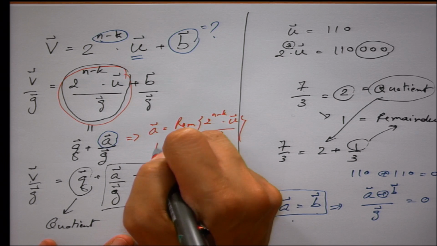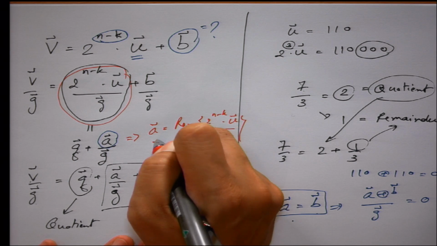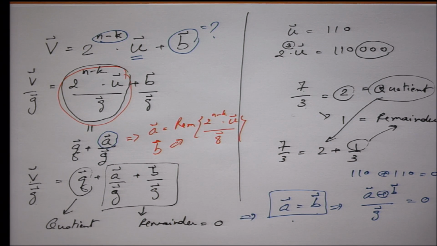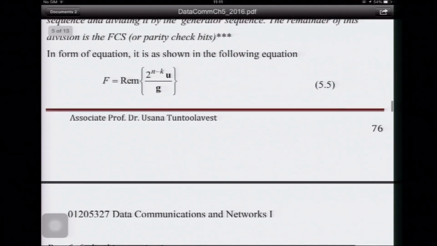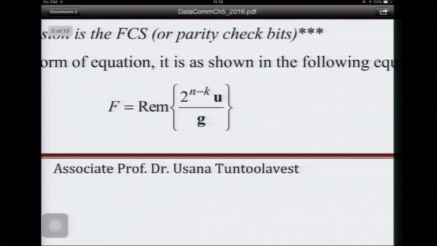So B also has to equal this, okay? B has to equal this, and that's why we get the check sequence to be the remainder of this. This is how you get this. The check sequence is equal to the remainder of 2 to the n minus k multiplied by u divided by g.